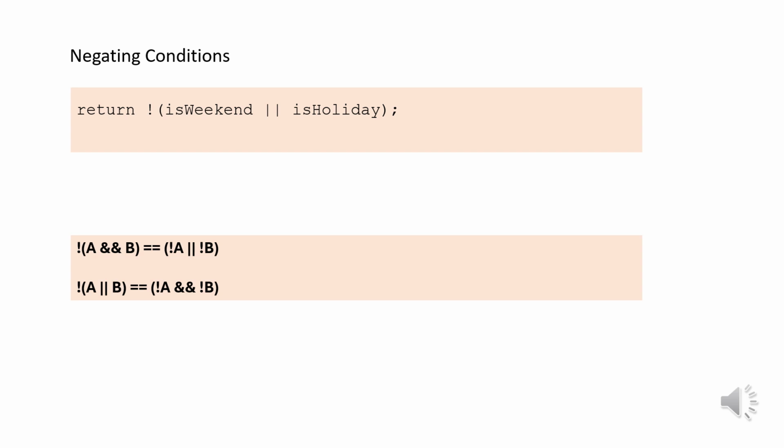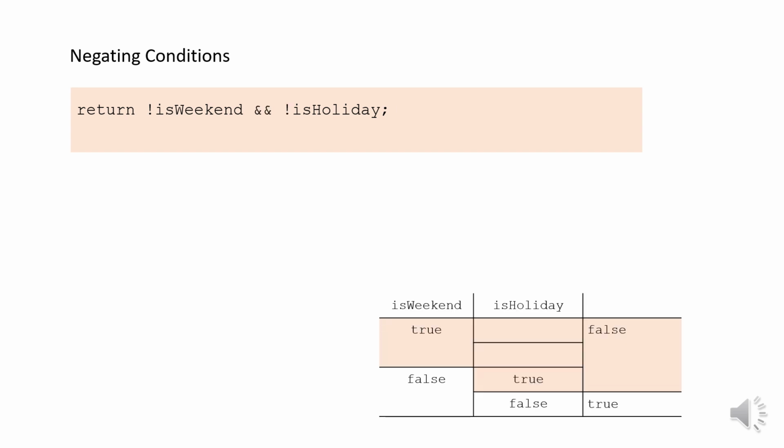To apply the negation into the condition, we use the following two rules that I've bolded. Negation of A and B would be negation of A or negation of B. Negation of A or B would be negation of A and negation of B. So in our condition, we need to use the second rule, and we need to do return not is weekend and not is holiday. The final code would look like this.